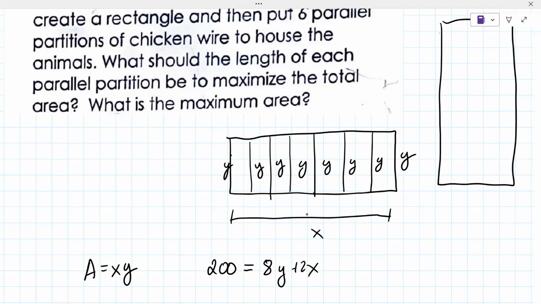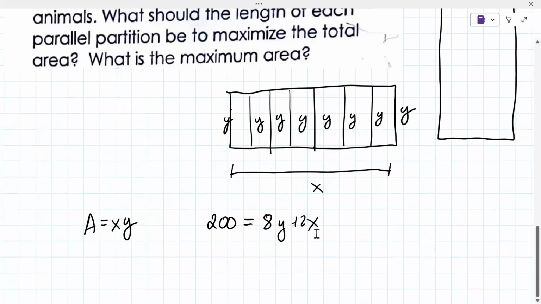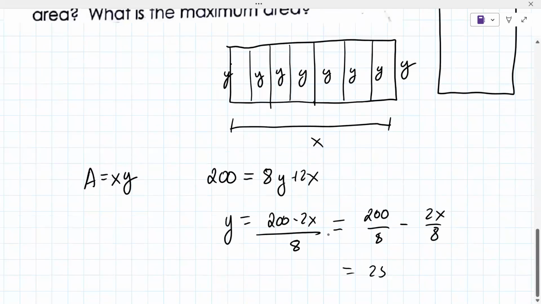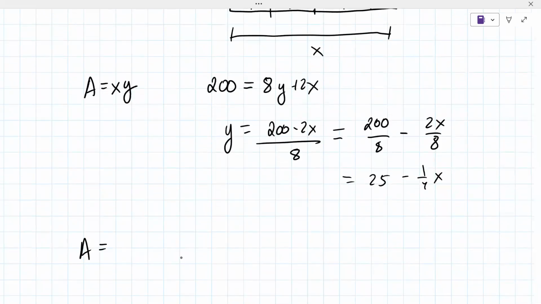Then you set 200 equal to that. You solve this equation for Y or X, probably Y, and put that into the other equation. You divide each of these, so that's 200 over 8 minus 2x over 8, which is 25 minus 1/4 x. And so the area is x times 25 minus 1/4 x. You solve for one of the variables, then plug it into the other one.